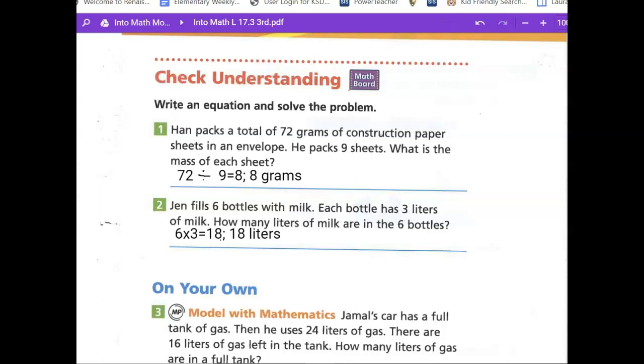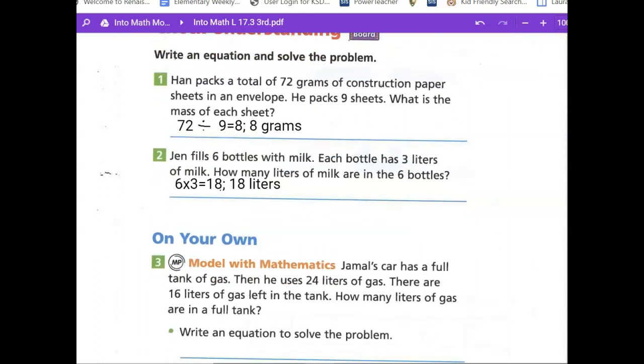So Jen packs a total of 72 grams of construction paper sheets in an envelope. He packs 9 sheets. So if you divide the weight of the package by the number of sheets, you will get 8 grams. Jen fills 6 bottles with milk. Each bottle has 3 liters of milk. How many liters of milk are in the 6 bottles? So 6 bottles with 3 liters each is 18 liters. Go ahead and do the on your own.